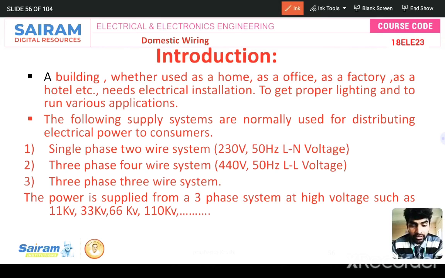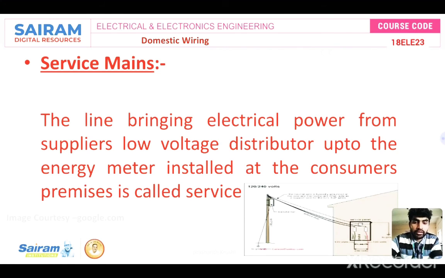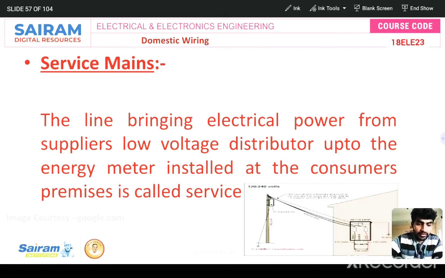And the power supply from 3 phase voltage, whatever transmission lines there will be from the thermal power plant or generating station to the consumer till that pole, is always 11 kilovolts, 33 kilovolts, 66 kilovolts, 110 kilovolts, keep in your mind. And next there is the service mains, we'll revise once again. Service mains is the wire connection between the pole and the consumer side.